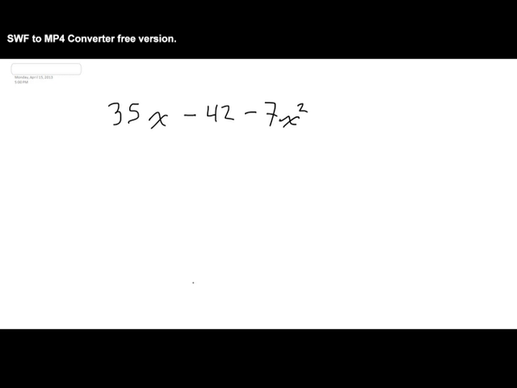So here's another tough one. First step is we want to rewrite this in descending power. So I get negative 7x squared plus 35x minus 42. Now remember that we want to have a leading coefficient of 1. So I have to factor out this negative 7. So let's see what we get. So pause the video here and try it out yourself.